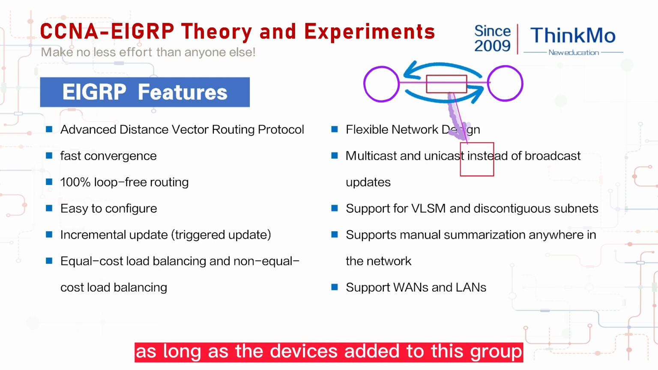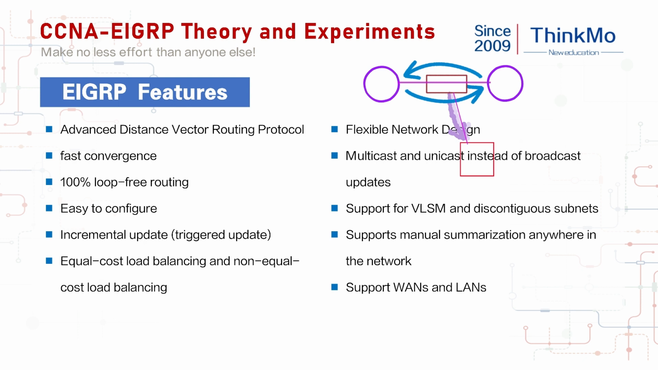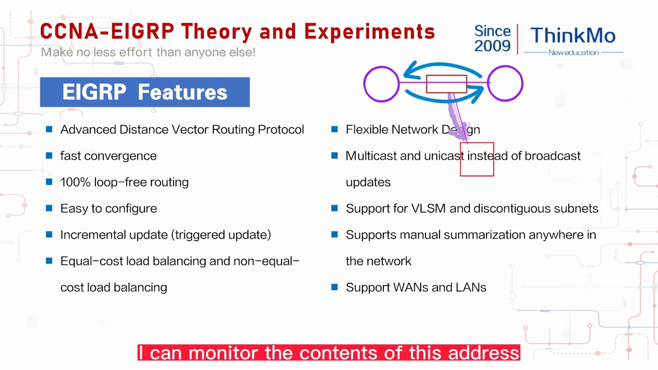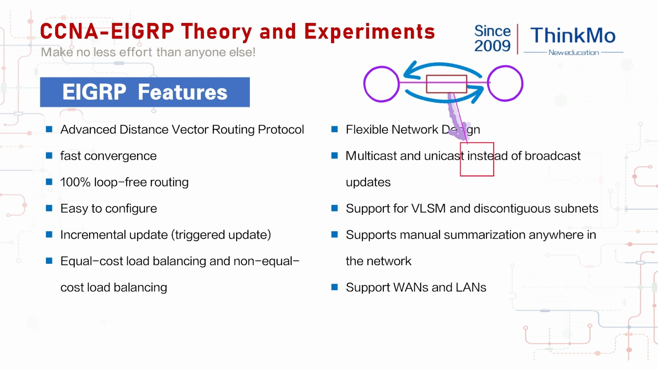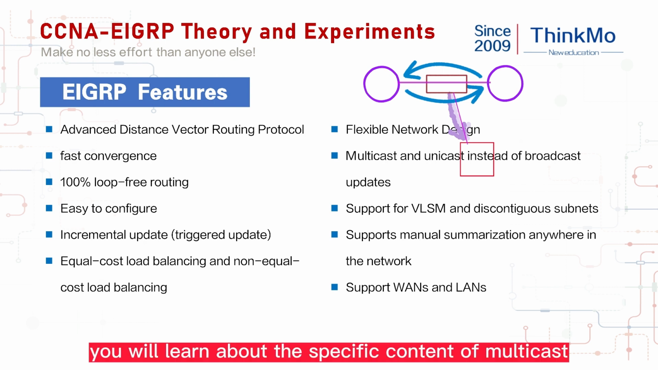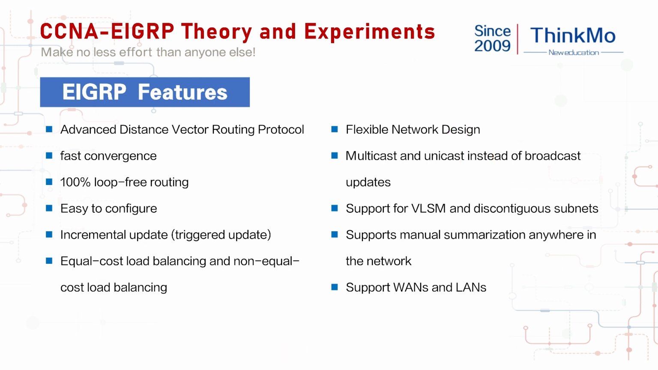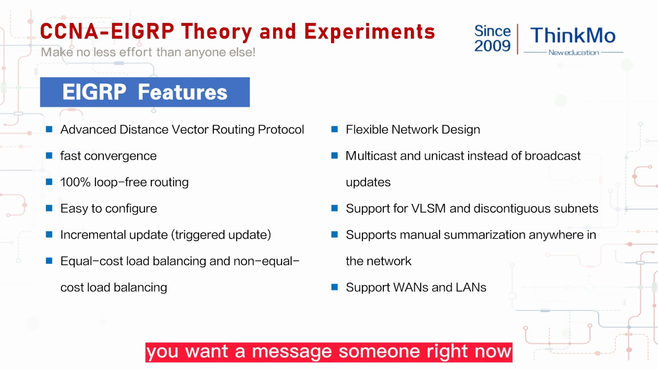As long as the device is added to this group, I can monitor the contents of this address. Then I can receive the data. This is what we call multicast. You will learn about the specific content of multicast in IE. Like WeChat group chat.